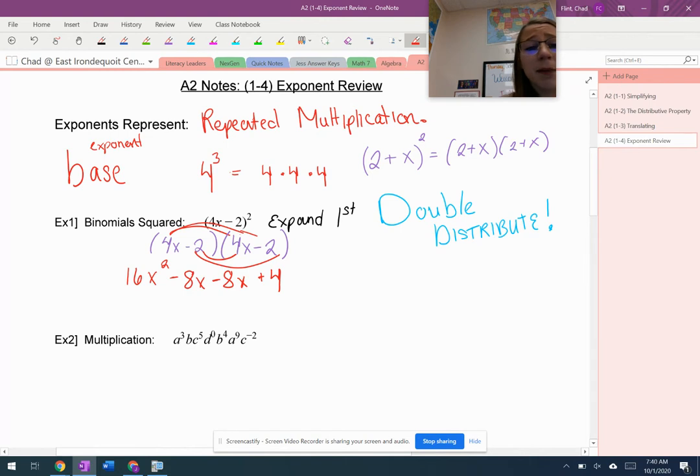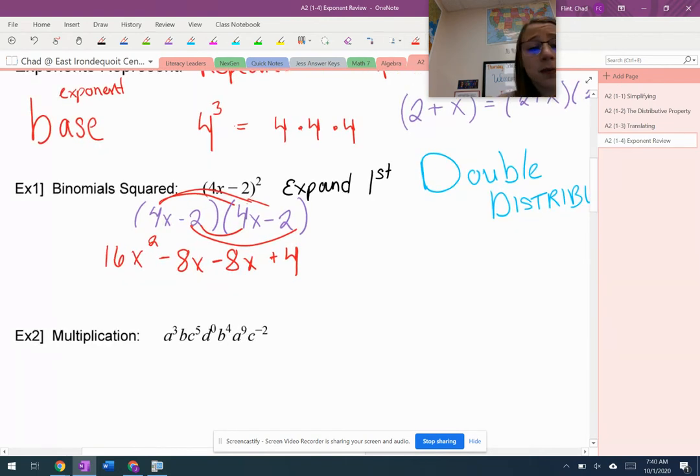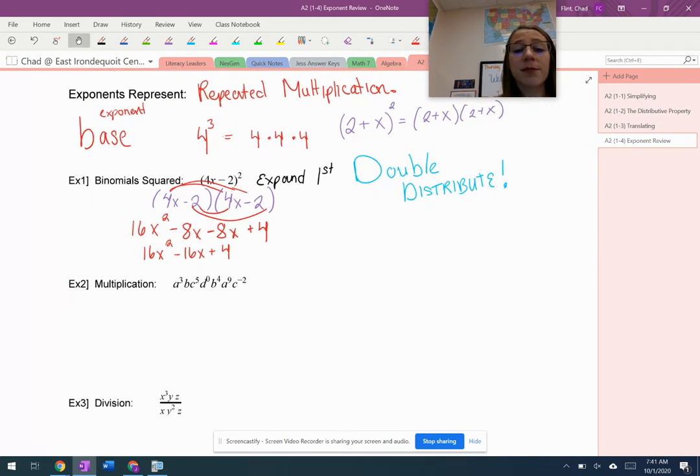Take one last step and combine some like terms. 16x squared, negative 8 minus 8 more is negative 16x. The exponents aren't changing here because I'm just subtracting them. And that 4 can carry down. And there's our final simplified answer.